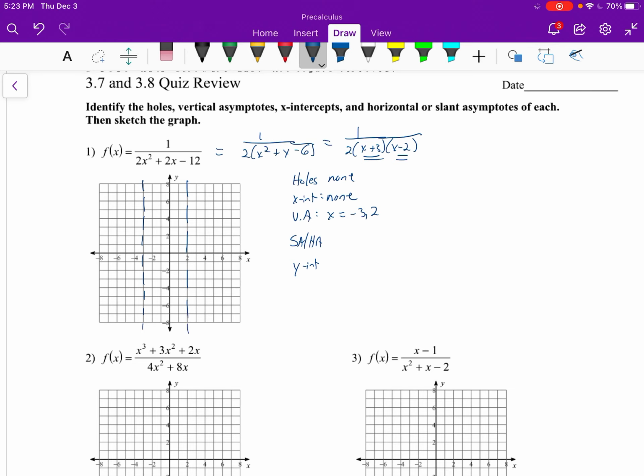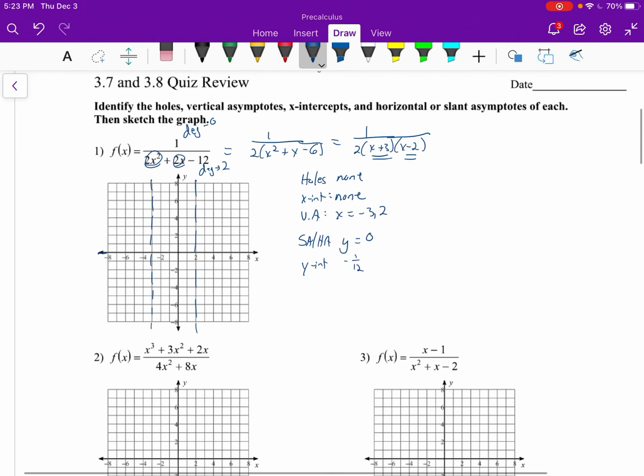Slant or horizontal asymptotes, well, the degree of the numerator is 0, and the degree of the denominator is 2. And so the numerator is less than, which means that was kind of the first thing that we talked about. That's when the horizontal asymptote is just y equals 0. And then the y-intercept, that we plug 0 in for x, which looking at our original function, putting a 0 in here gives us 0 plus 0 minus 12. So the y-intercept would be negative 1/12.